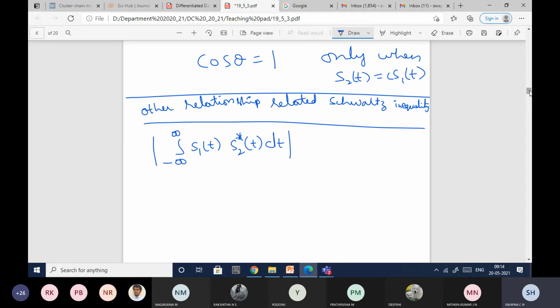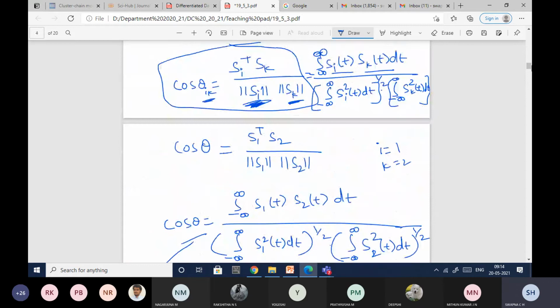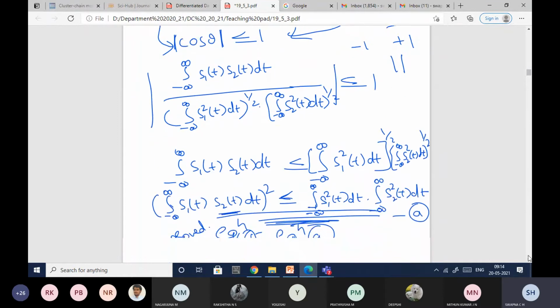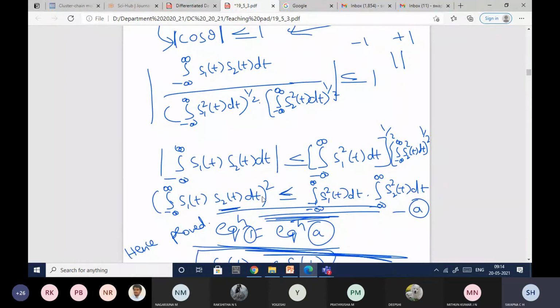You may ask me a question, ma'am. Here you have not taken modulus. Where is it? You can write the mod here. But anyway, since we are squaring, whether you have the mod or not, it's okay. That's the reason I didn't concentrate much on mod here.